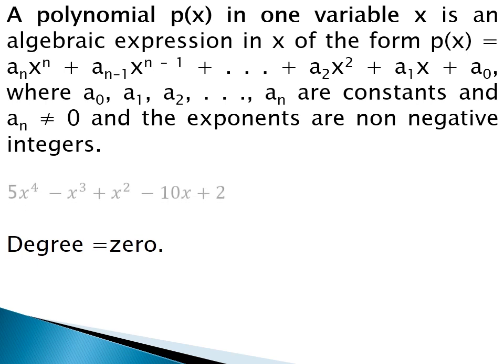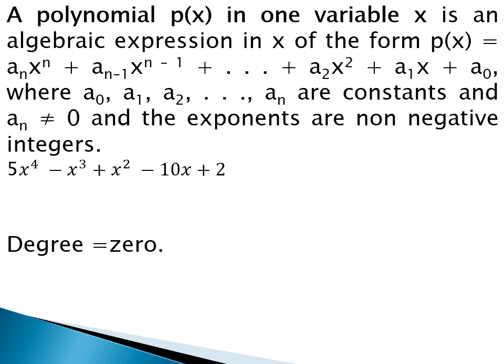Now let us see one standard form of a polynomial: 5x raised to 4 minus x cube plus x square minus 10x plus 2. See the descending order of powers of x. First it was 4, then it came 3, then 2, then 1, then 0. So all the terms are present. This is called the standard form. When all the terms are present, it is called a standard form. In case any term is absent, you can make its coefficient 0.